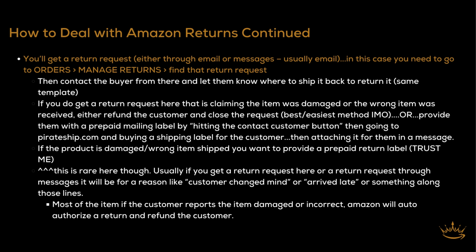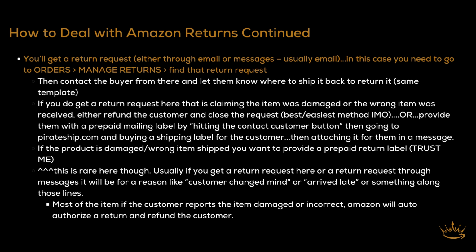Now, this is rare, that you'll get a return request here that you need to actually go find in your orders and manage returns. It's rare that if you get a return request, it's going to be for a reason like it's damaged or inaccurate. Like, that's rare. Usually if it's reported damaged or inaccurate or the wrong product, Amazon will tend to auto authorize them, because the customer will go through a different way and their return will be authorized a different way, right? So every once in a while you will see it like the one that I just showed you, but that is rare. Typically when you get a return request here that you have to go find in orders, manage returns, it's going to be because the customer changed their mind or they're going to claim something like it arrived late.